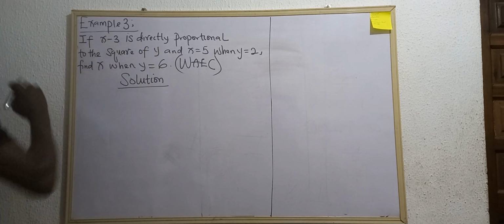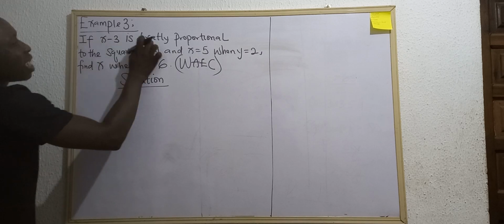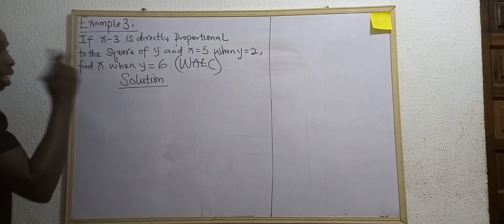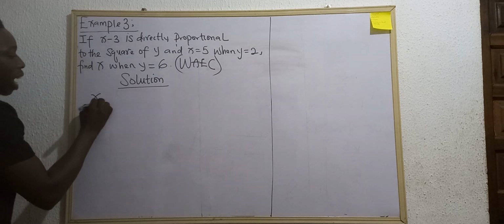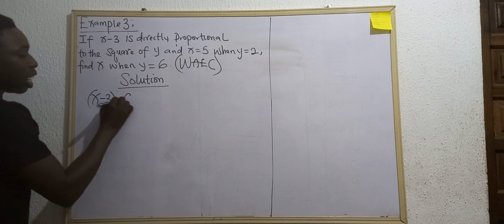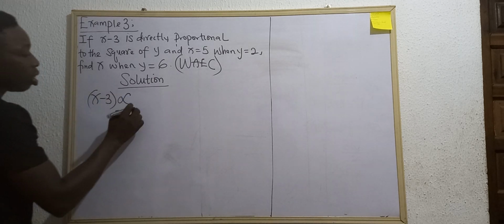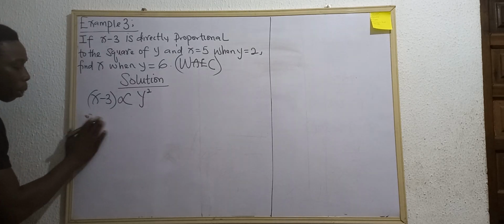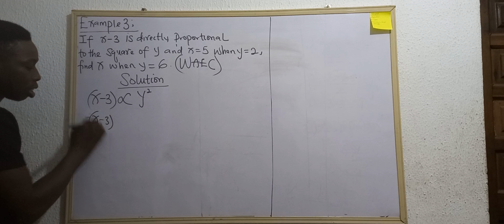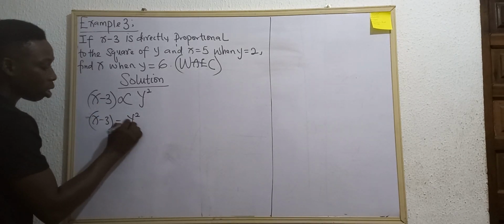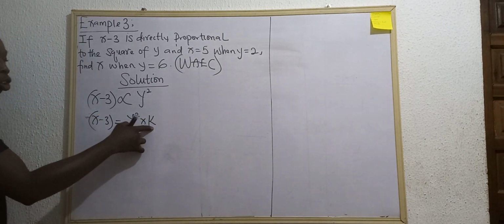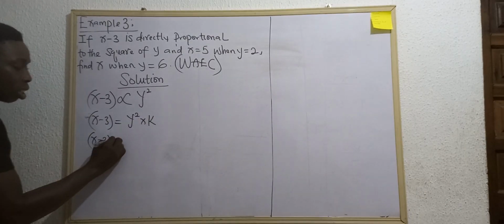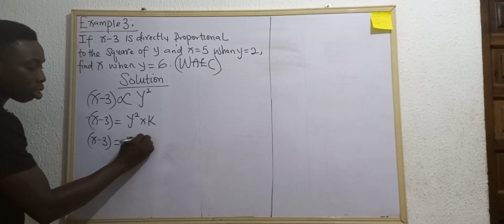First of all, let's start from the beginning of the statement. If x minus 3 is directly proportional to the square of y, let's interpret that statement mathematically. So we have x minus 3 is directly proportional to the square of y. That means x minus 3 equals y squared times k, which is the constant of proportionality. So x minus 3 equals ky squared.